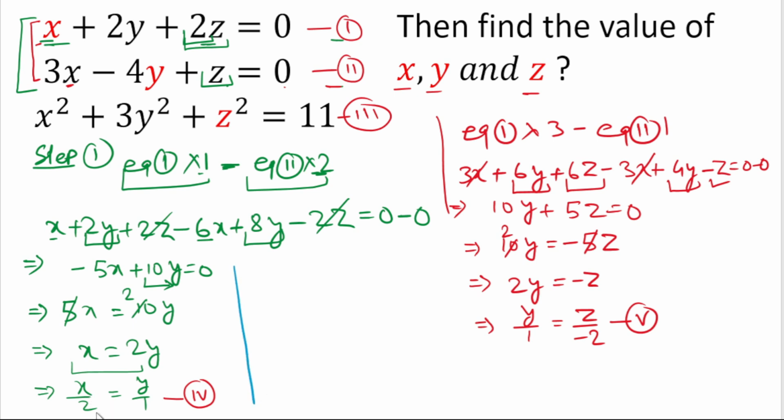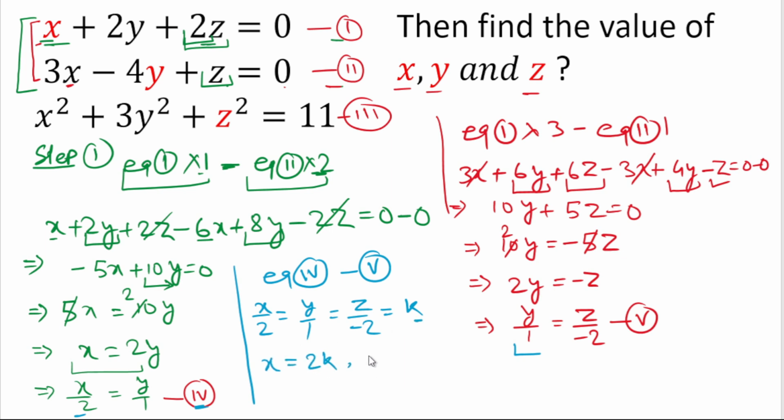Now we compare equation 4 with equation 5. If we compare, we get x by 2 equal to y by 1 in equation 4, and y by 1 equal to z by minus 2 in equation 5. Now we let it equal to k, a constant, so x is 2 multiplied by k, that is 2k, the value of y is k, and likewise the value of z is minus 2k. Step 2 will be to use the substitution method and put the values of x, y and z in equation 3. Now let us move to another page and continue.